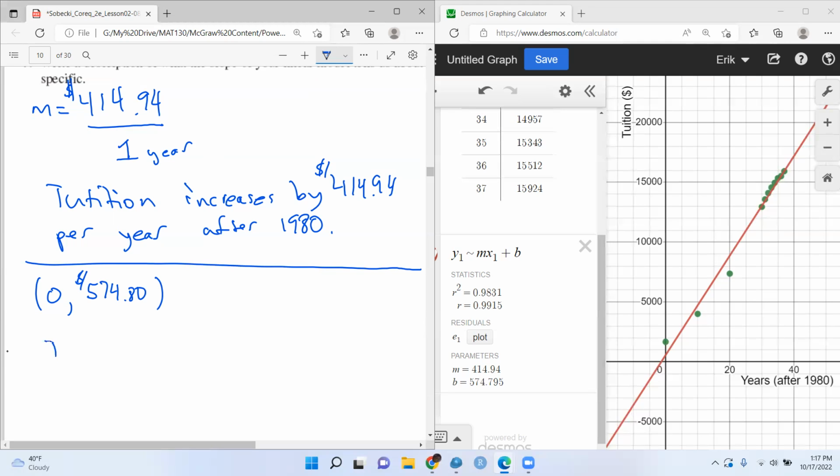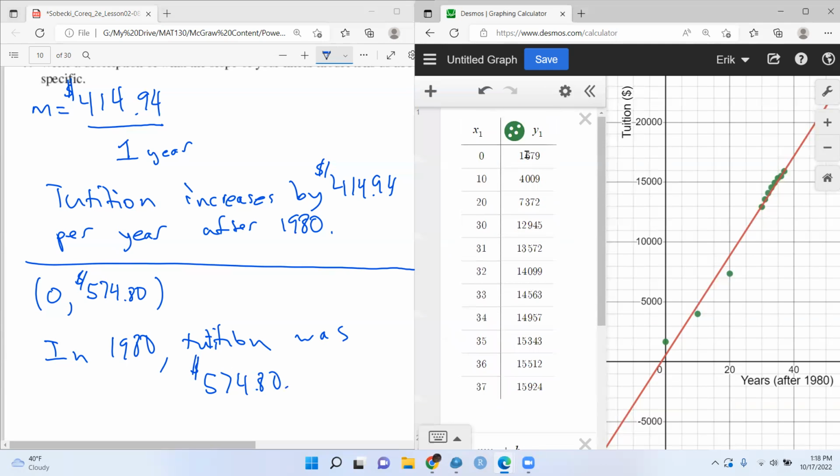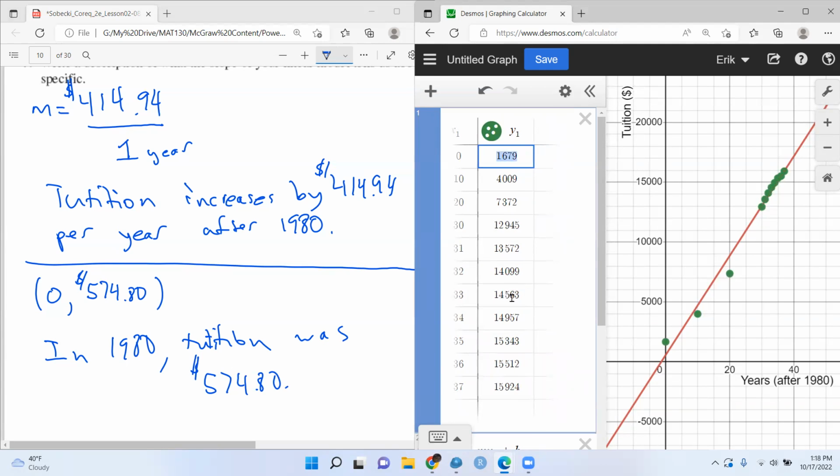So I'm just going to write this sentence down. In 1980, tuition, boy, am I spelling it right? Boy, I definitely didn't spell it right there. Tuition was $574.80. Well, tuition and fees. Notice that that doesn't at all match the data values, right? It's way below the data value in the data set.